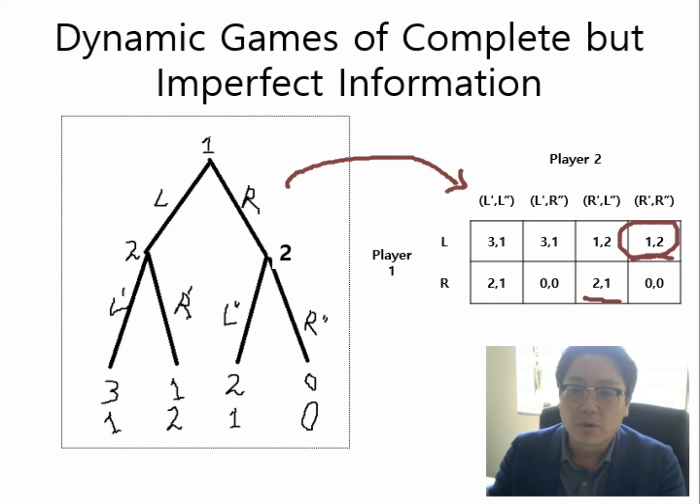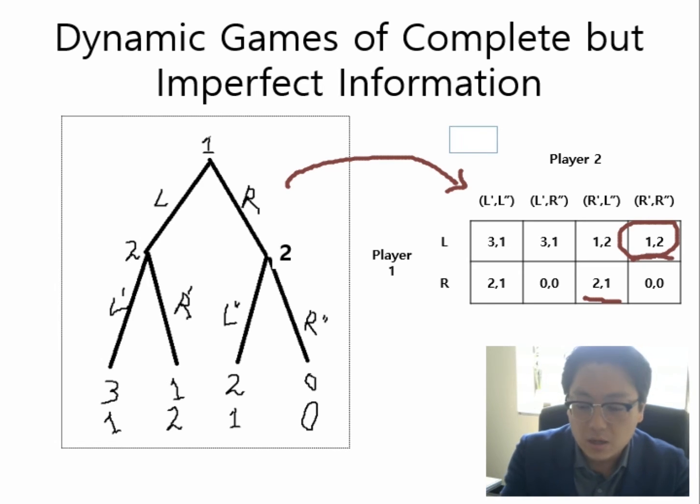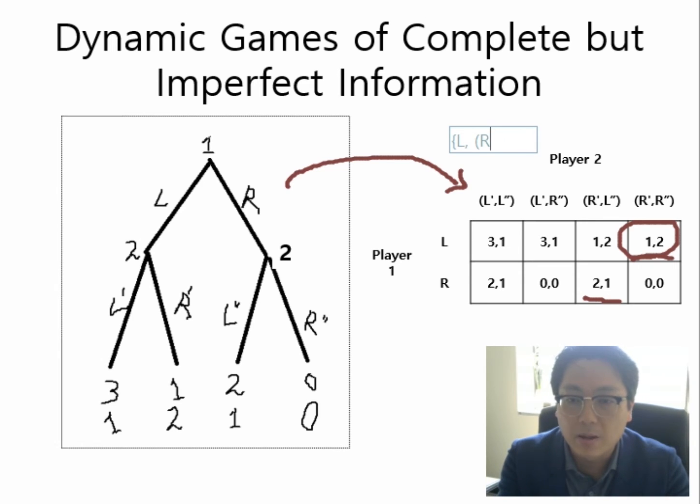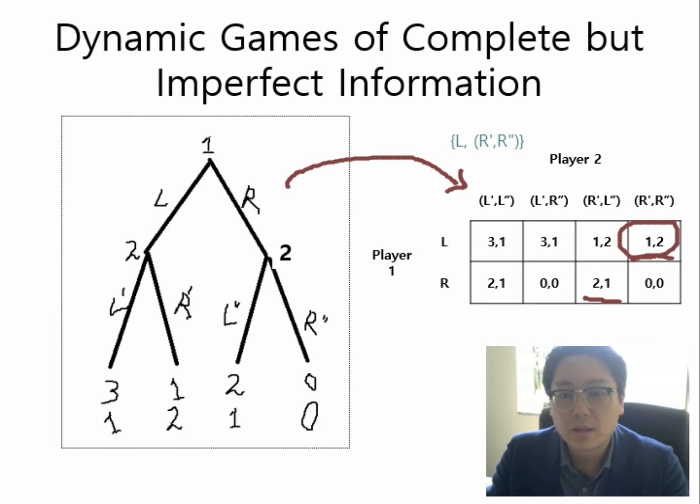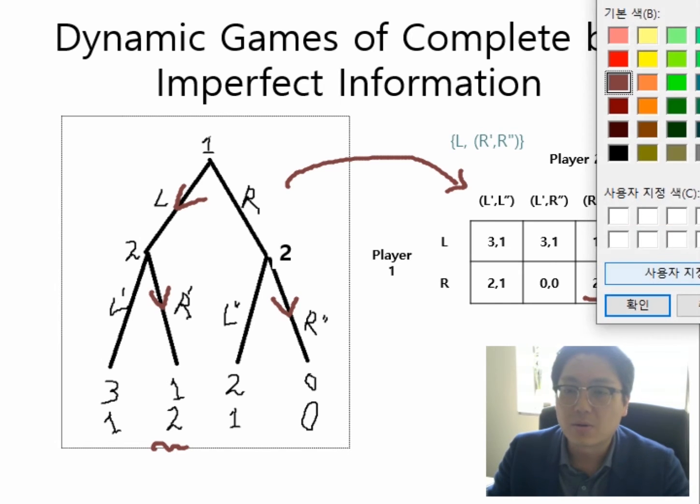This Nash equilibrium is that the first player is playing L and the second player is playing R prime and R double prime. I'm going to describe that one here. The first player is playing L and the second player is playing R prime and R double prime, and this is the outcome they will get. Seems to be okay, right? Because this is a Nash equilibrium. However, think about this point.